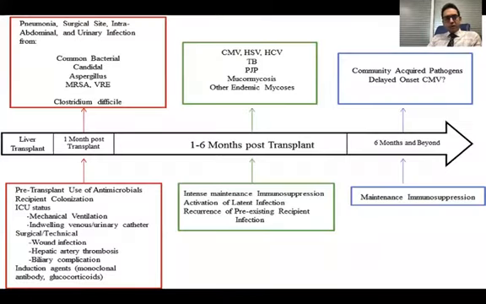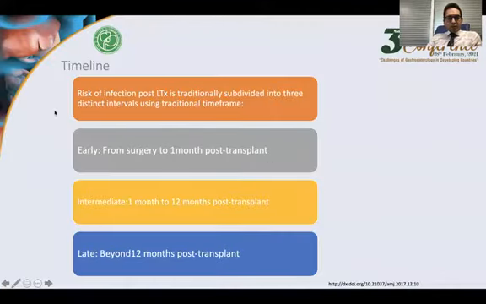This is the timeline which most of the centers follow, of which infection is to occur in the first month, which can occur in 1 to 6 months, and beyond 6 months. That's early, intermediate, and late complications or infections, which I'm going to discuss further in my coming slides. As I mentioned, early infections range from the time of surgery to 1 month post transplant. Intermediate infections range from 1 month to 12 months post transplant, and the late ones occur beyond 12 months post transplant.